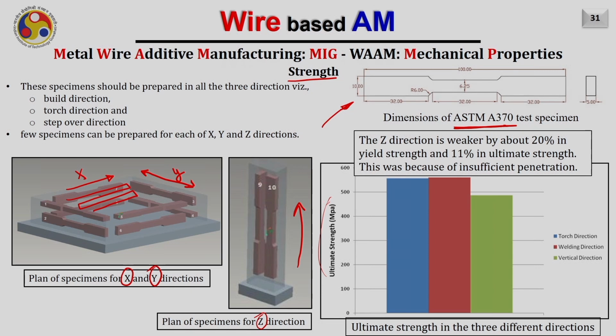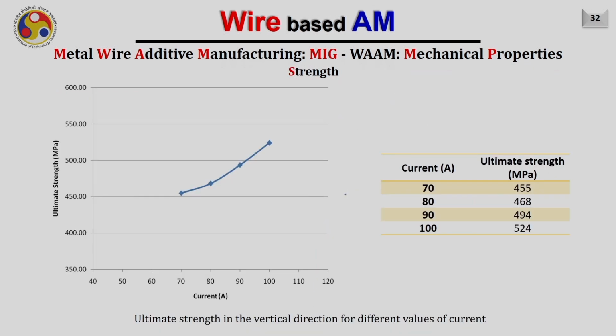It was found that in the Z direction, the parts are 20% weaker in yield strength and 11% weaker in ultimate strength, and it is mostly because of insufficient penetration into the pre-built or previous layer. It was also found that in most cases, if the current increases, the penetration will also increase, and as a result, the ultimate tensile strength of the part in the build direction also increases. This is the typical trend followed when we increase the current in wire arc additive manufacturing.